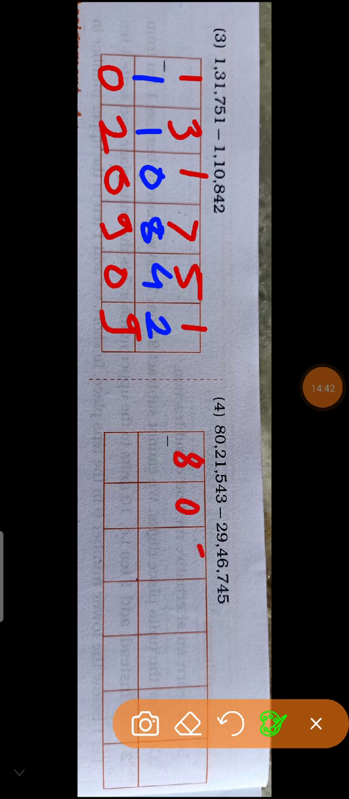Okay. See here, the next one is 80 lakh 21,543. I cannot write it here. You just solve this example. Okay.